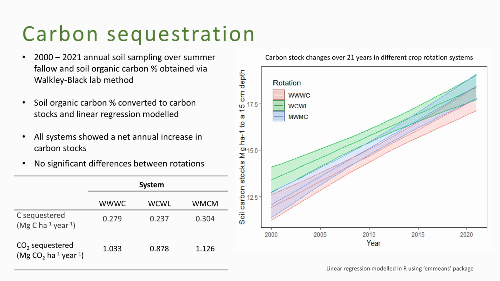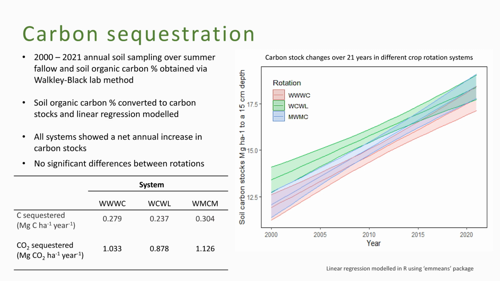So for carbon sequestration, we looked at soil organic carbon values from 2000 to 2021, and we converted all these soil organic carbon values to carbon stocks, which refers to the amount of actual carbon within a hectare of land. And when we mapped all of them, all systems showed a significant increase in carbon stocks, which means that all three rotations mentioned were having a significant impact and were able to store more and more carbon every year.